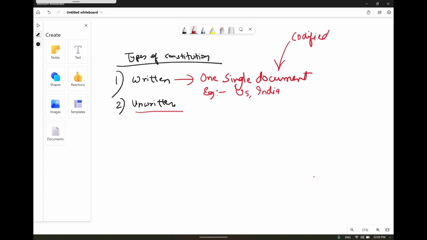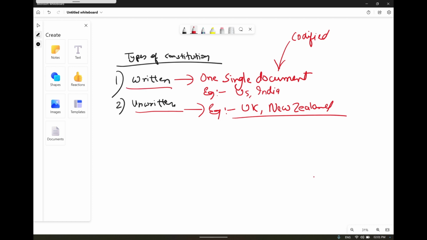Now which are the constitutions we call unwritten? Examples of this will be the UK and New Zealand. Similarly, you can search for more countries. The important focus is that the types of constitution based on one particular characteristic will be written constitution and unwritten constitution.